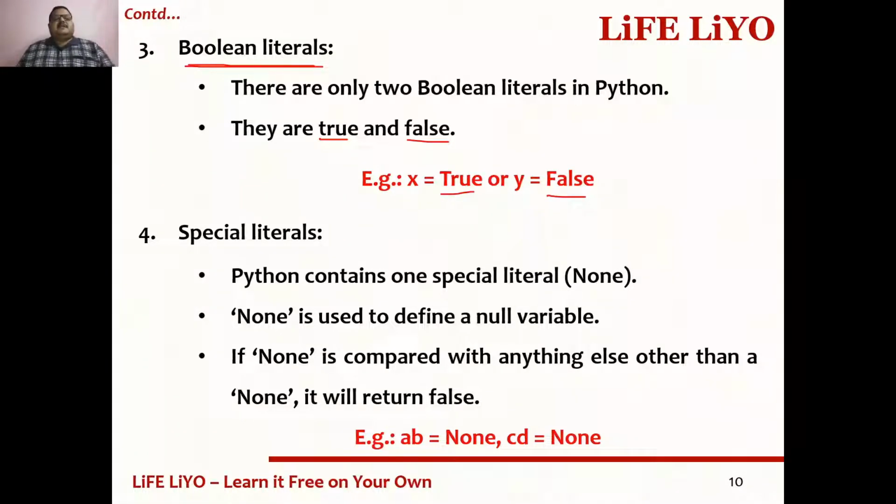Next one, special literals. A special literal is going to hold a value called None. What does this None define? None defines a null variable. If you compare None with anything, you are going to get the answer as false only. If you compare None with None, then only are you going to get the answer as true.